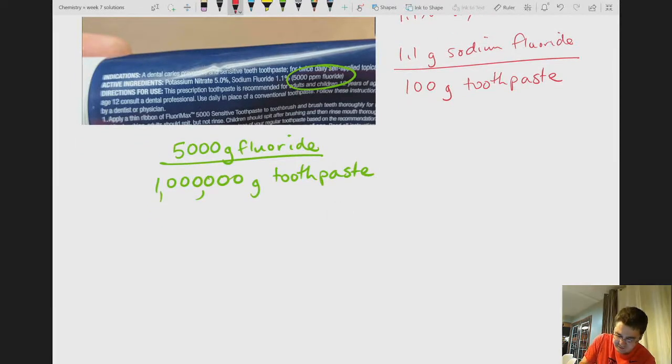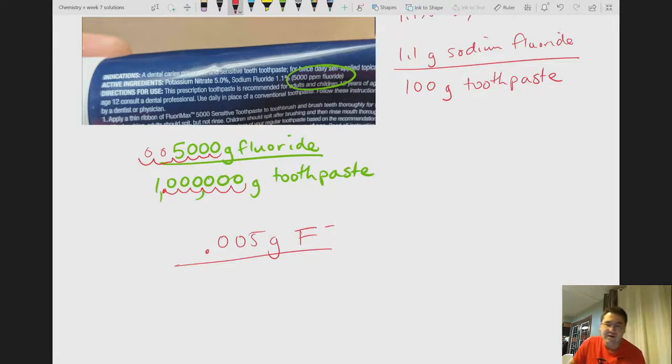If you move the decimal place 1, 2, 3, 4, 5, 6 places to the left, you have to do the same thing in the numerator. 1, 2, 3, 4, 5, 6. Fill it in with zeros. So it turns out it's 0.005 grams of fluoride ion out of 1 gram of toothpaste. So for every pea-sized dollop of toothpaste I use, I get 5,000ths of a gram of fluoride ions on my teeth. Okay, so again, that's parts per million.